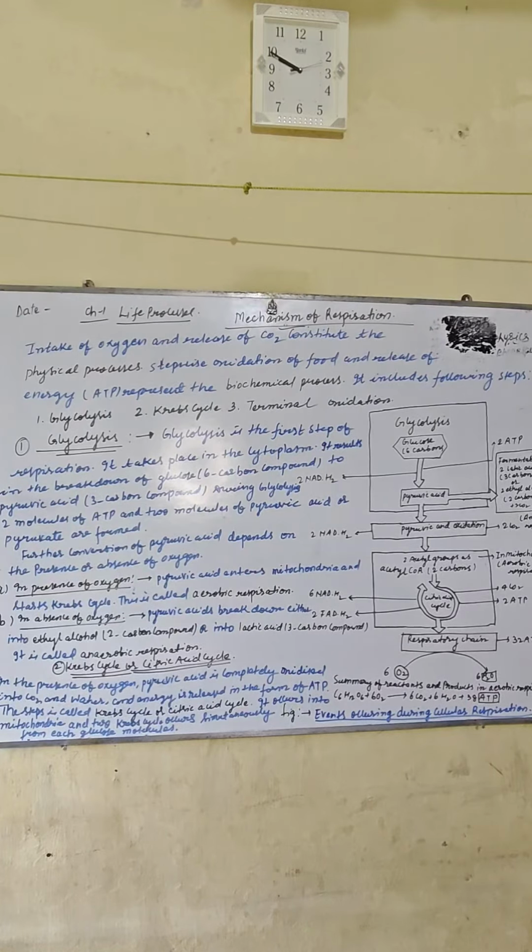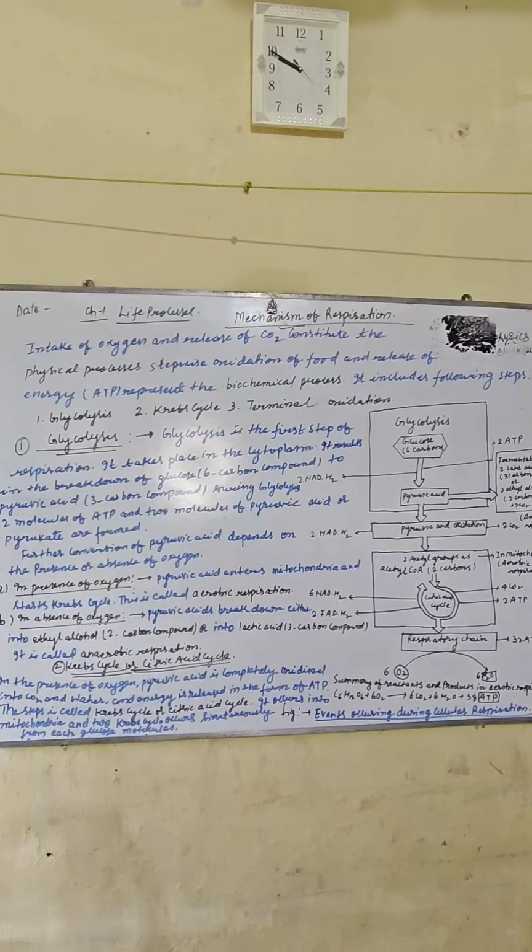In the presence of oxygen, pyruvic acid enters the mitochondria and starts the Krebs cycle. This is aerobic respiration. In the absence of oxygen, pyruvic acid breaks down into ethyl alcohol, a 2 carbon compound, or into lactic acid, a 3 carbon compound. This is called anaerobic respiration.